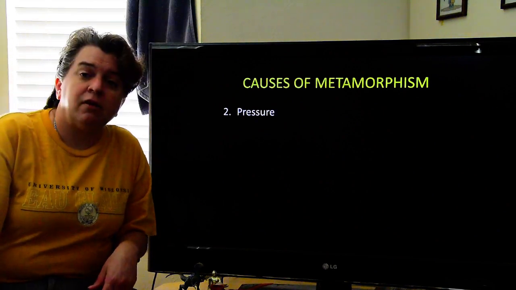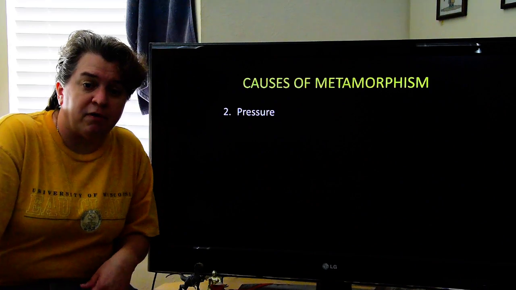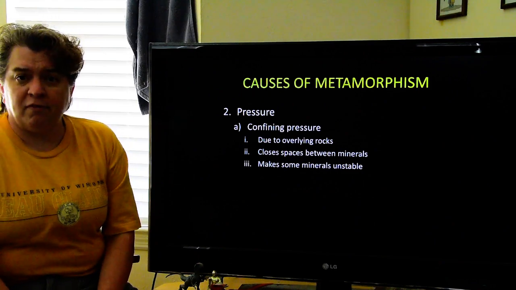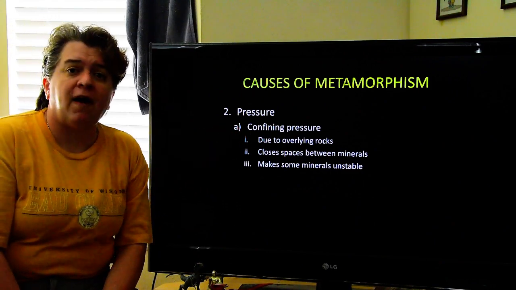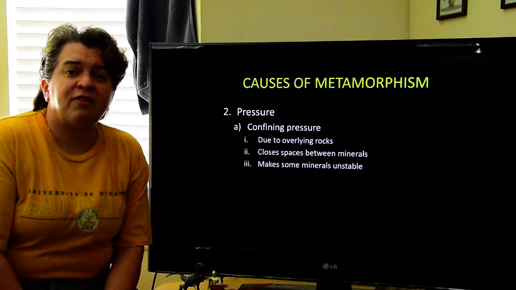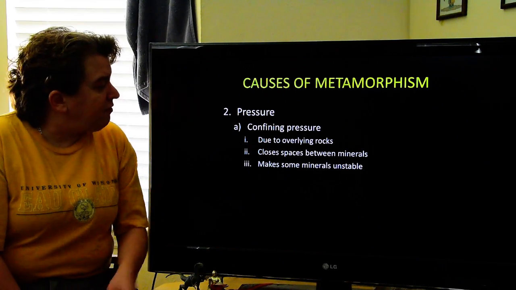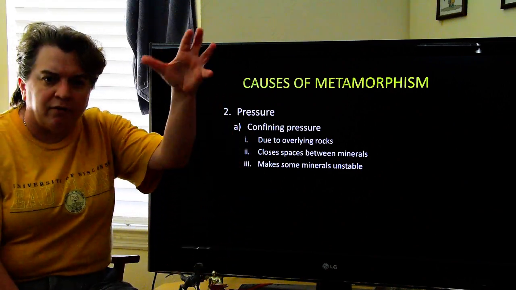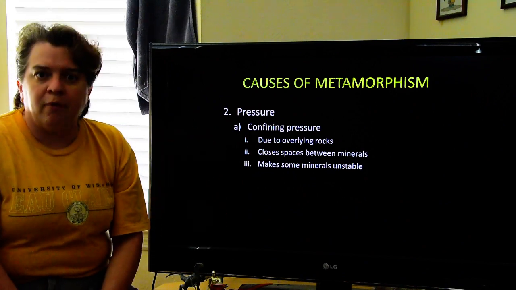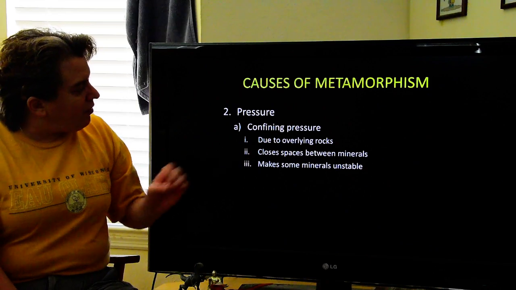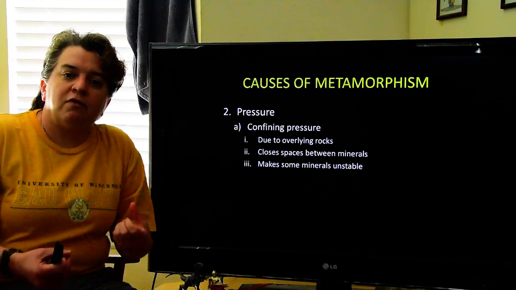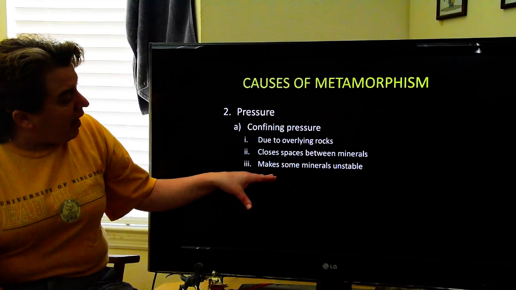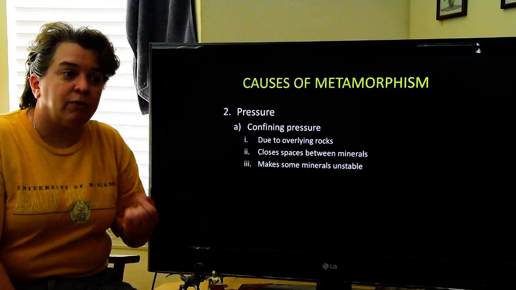Now pressure is another thing that causes metamorphism, elevated pressure on rocks. And there are a couple of different types of pressure. You can have what's called confining pressure. This is also called lithostatic pressure. And this is due to the overlying rocks, right? So when rocks get buried really, really deep, they have the weight of all those rocks above them, creating pressure. And what this confining pressure does is it closes spaces between minerals, right? It compacts things closer together. And it also makes some minerals unstable.